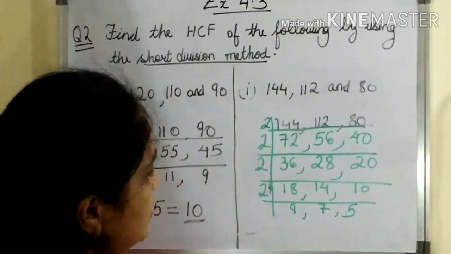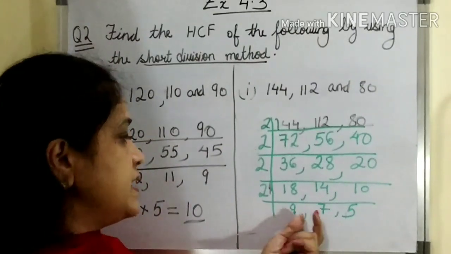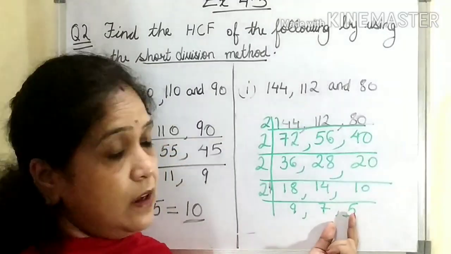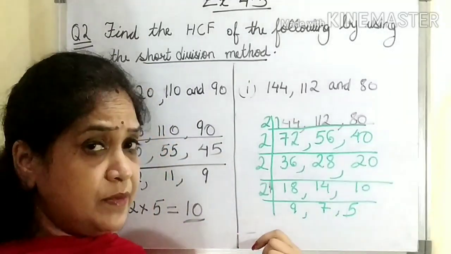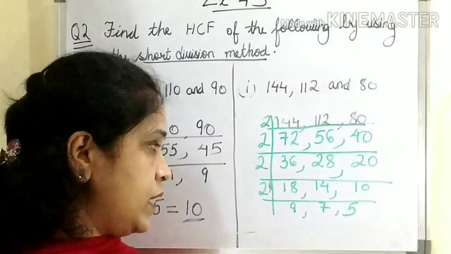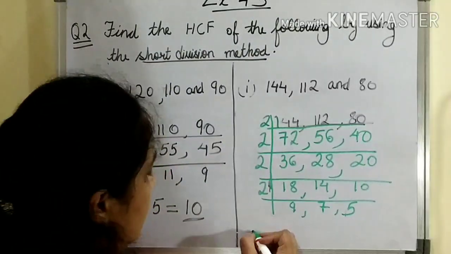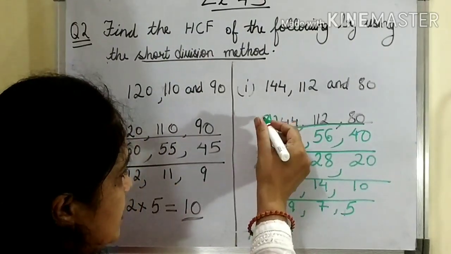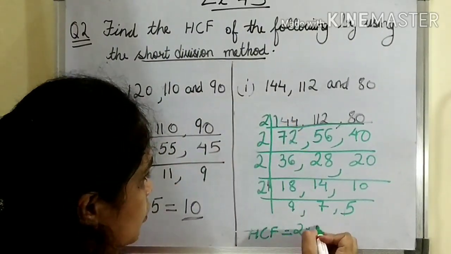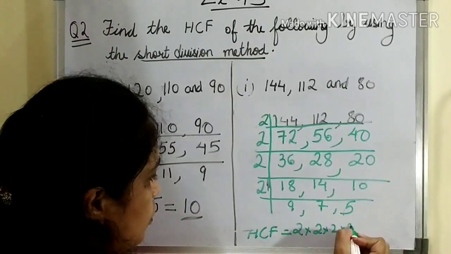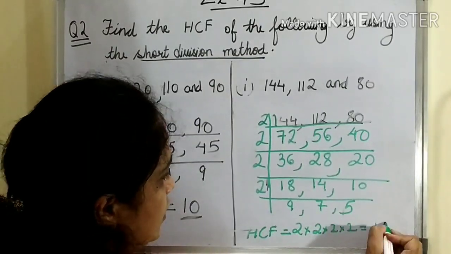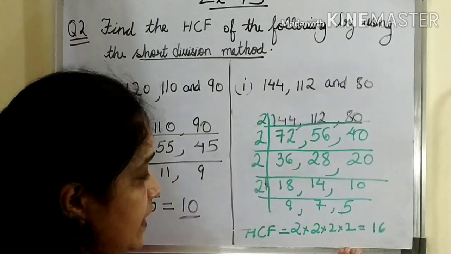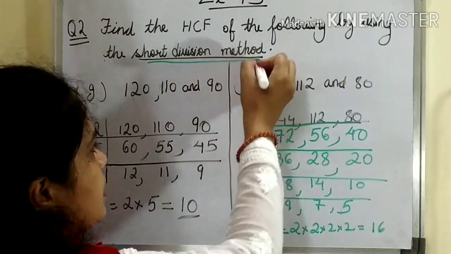Now I want a prime factor of 9, 7 and 5, or a prime number which divides 9, 7 and 5 completely. Is there any prime factor of these numbers? No, I don't think so. So we leave the division here, and HCF will be equal to the product of the left hand side numbers that we got, that means 2 into 2 into 2 into 2. 2 2s are 4, 4 2s are 8 and 8 2s are 16. So in this way we find the HCF by the short division method.